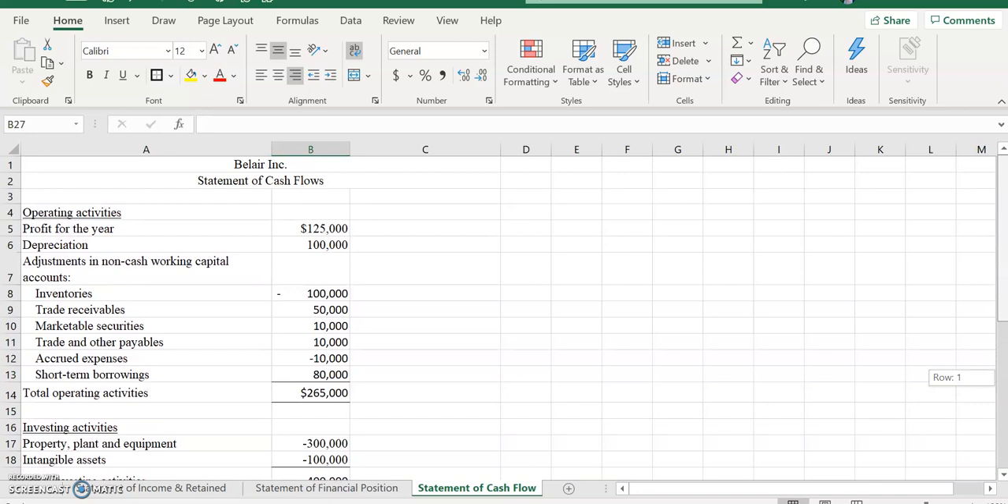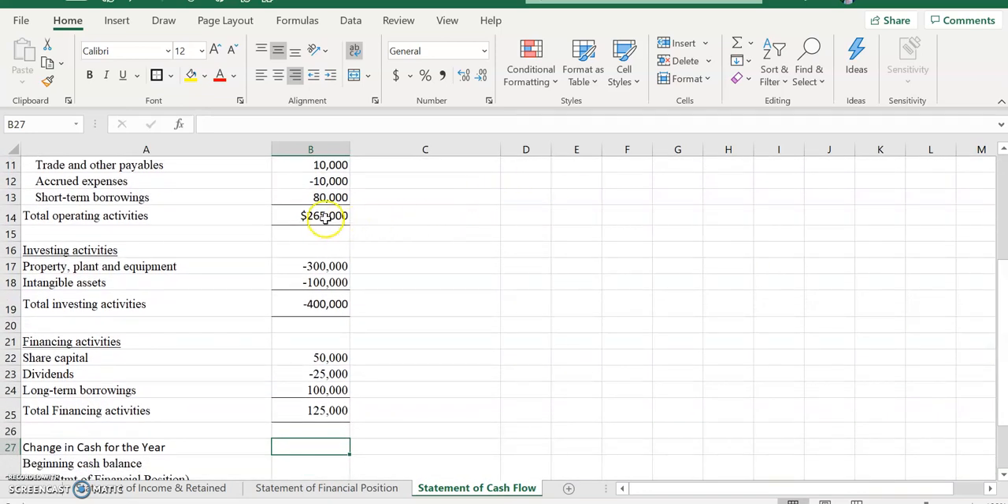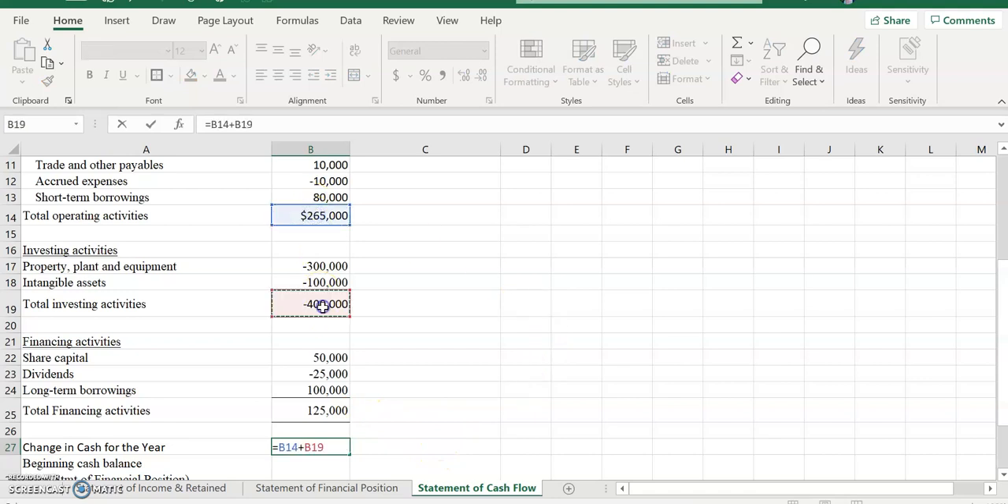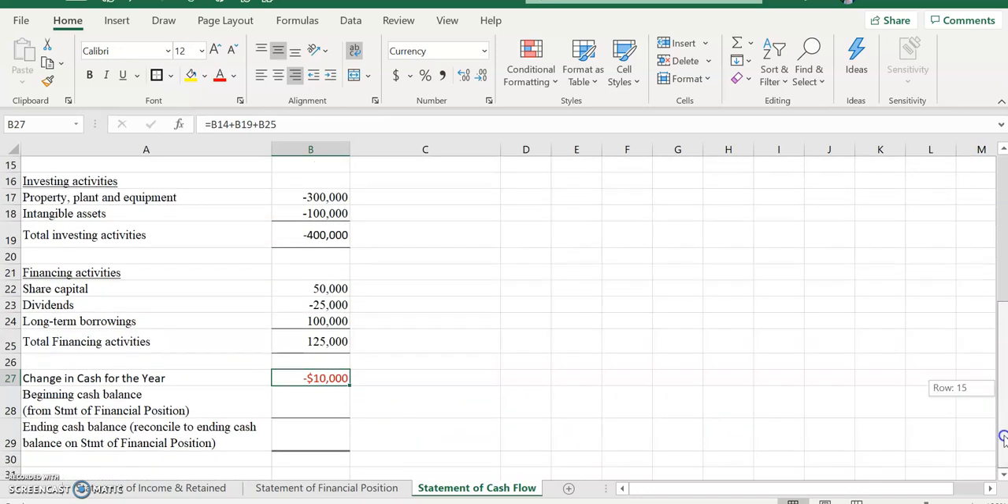Okay, so we're done, hopefully, but we need to make sure we balance so that we know we took everything into consideration. So we need to add together the total from our operating activities, the total from our investing activities, and the total from our financing activities. So I'm going to go equals, plus, plus. And it's saying that the change in cash for the year was a decrease, it's negative, so a decrease of $10,000. Well, how can I figure out if I'm right?